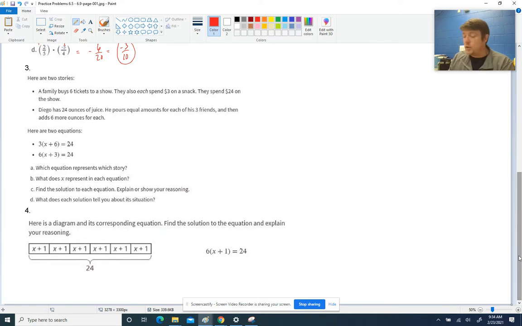3 and 4 actually relate to what we've been talking about the last couple of weeks. So let's jump into those. Those are the most important. A family buys 6 tickets to a show. They also each spend $3 on a snack. Keyword there being each, as it's italicized. They spend $24 in total on the show.